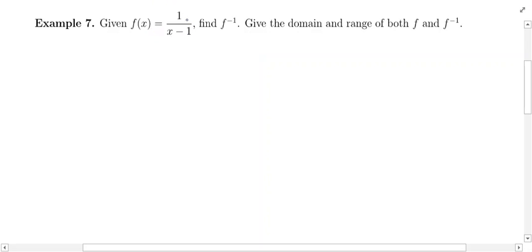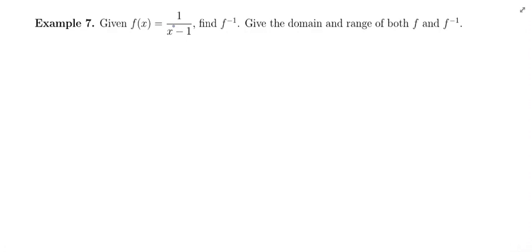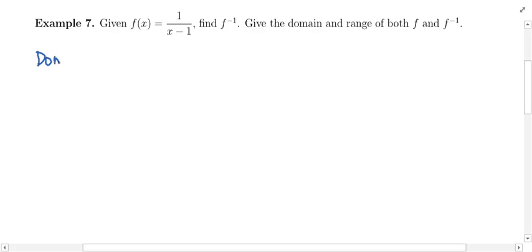Okay, this is a rational function. It's a fraction. So remember, to find the domain of a fraction, you need to find the bad spots. The bad spots are the x values that you plug in and they cause division by 0. So to find the domain of f, what I'm going to do is take the bottom and set it equal to 0 to get the bad spots.